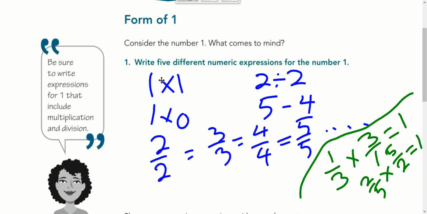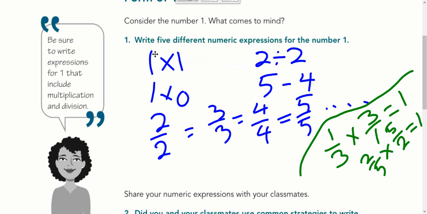So it starts here with page 120, and we're looking at how we write expressions for the number 1. Last time we looked at the number 0, and now we're looking at 1. So we could do 1 times 1. We could do 1 plus 0. Sorry, that looks a little bit like a multiplication, I promise. It's supposed to be plus. And then 2 divided by 2, and then 5 minus 4. And then this 2 divided by 2 kind of set us on this path of a 2 over 2.